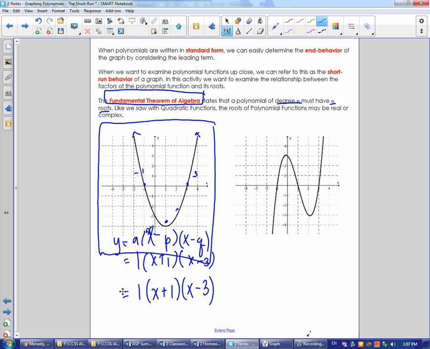It has a couple twists and turns. If you think about it from far away, if you think about the long run behavior, you can see that this is an S-shaped graph, which should lead you to conclude that the degree must be odd. And because it's increasing to the right, the leading term must be positive.